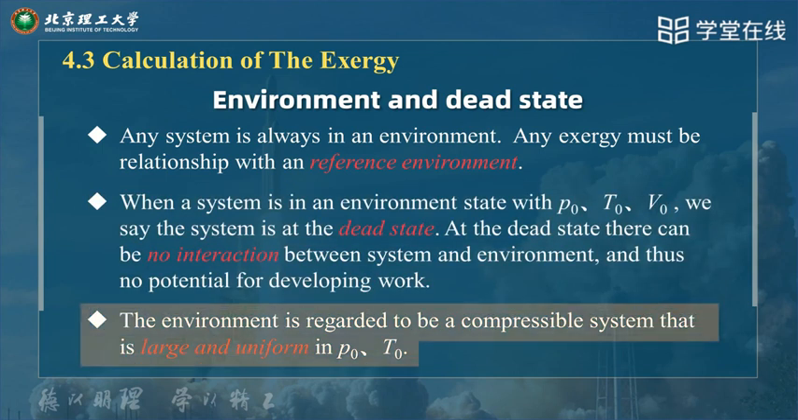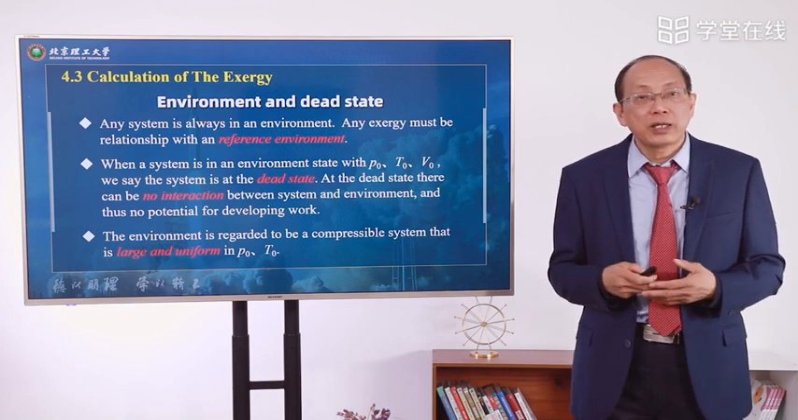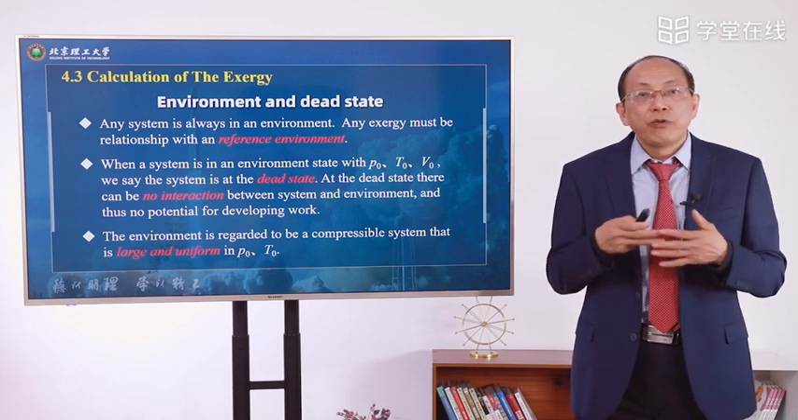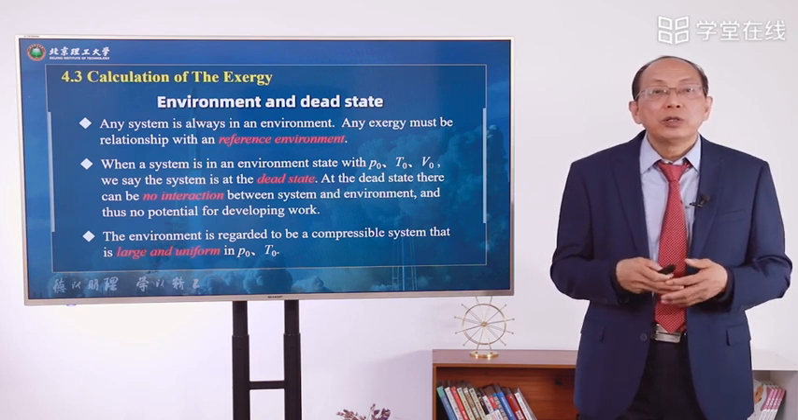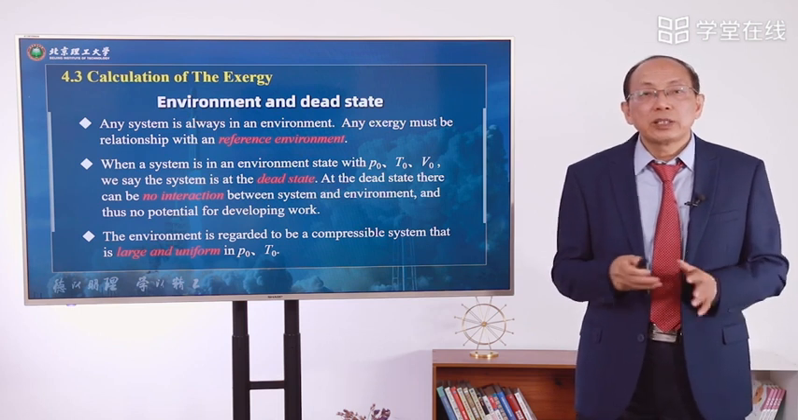Generally, the environment is regarded as a compressible system with uniform P0 and T0. Its mass is very large, its heat capacity is very large. So the environment with T0, P0 is a very big system, and in most cases it cannot be changed.